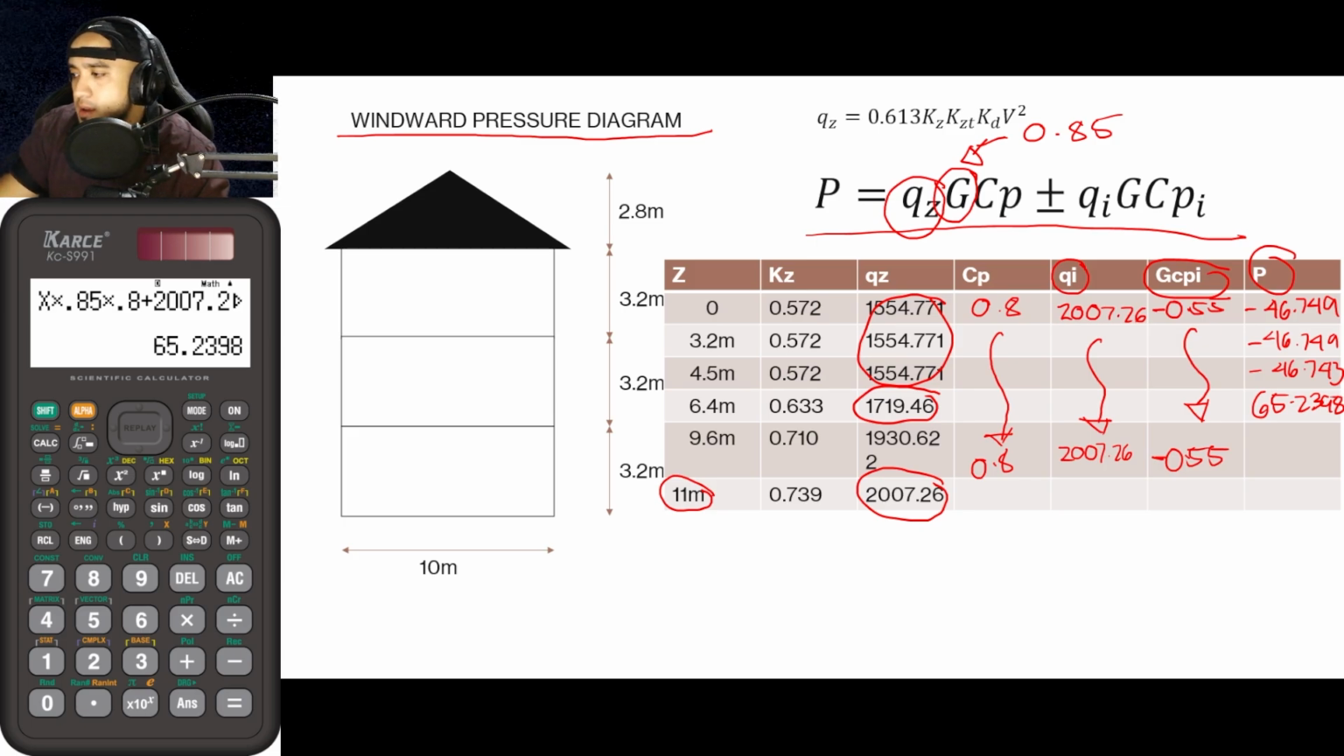Then lastly, calc, then 1930.622, that is 208.833.